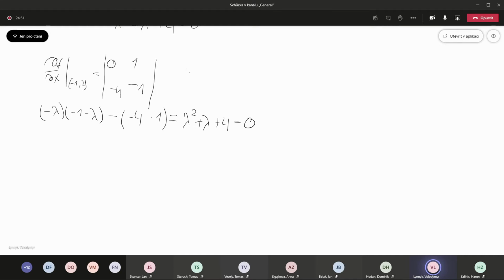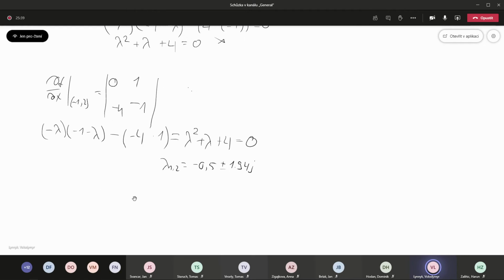And if we calculate in MATLAB, we can find that the eigenvalues lambda 1, 2 are equal to minus 0.5 plus minus 1.24j, and this equilibrium point is a stable focus, because there is not only a real part, but also an imaginary part. Any question? Okay.